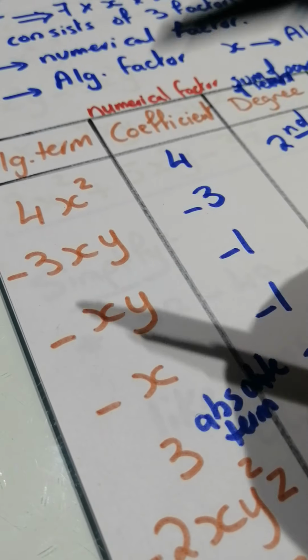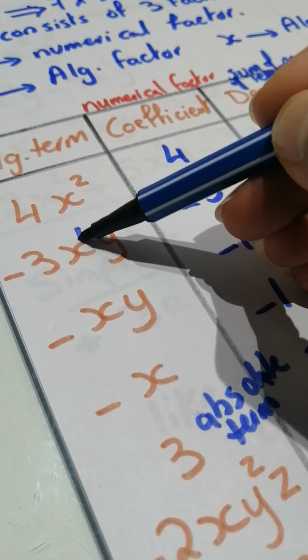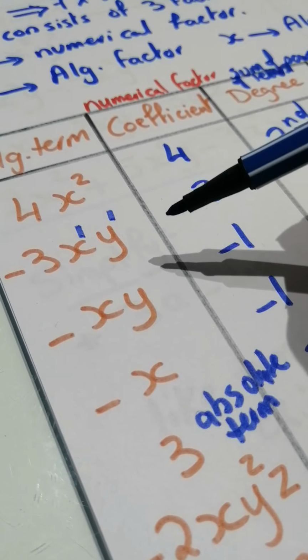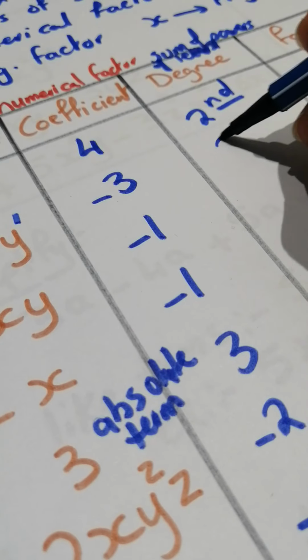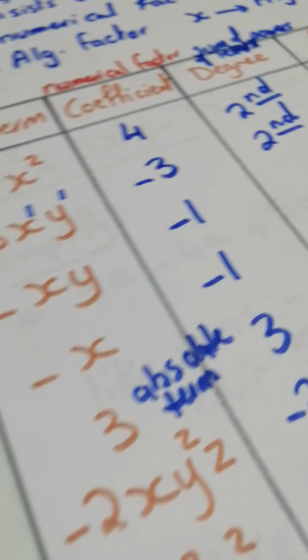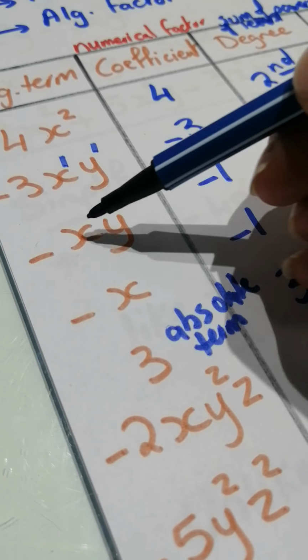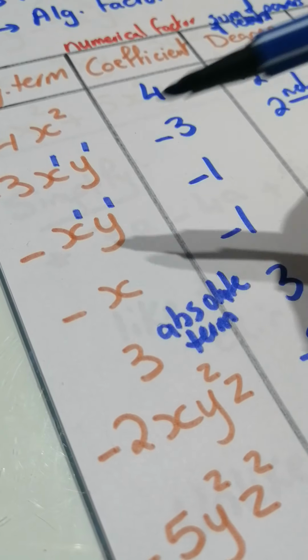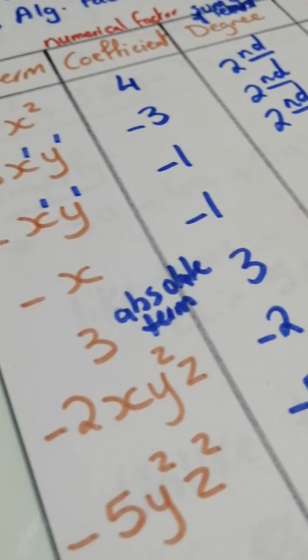Okay, what about this one? Here, miss, it has no power. So the hidden power is going to be 1. So 1 plus 1, the sum of them, is going to be 2, which is second degree. Let's look at this one. What is my algebraic factor? xy. So 1 here as a power, 1 here as a power, 1 plus 1 is 2. So it's going to be of the second degree.